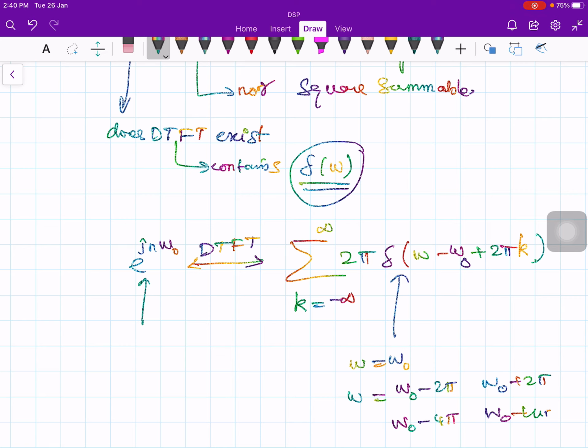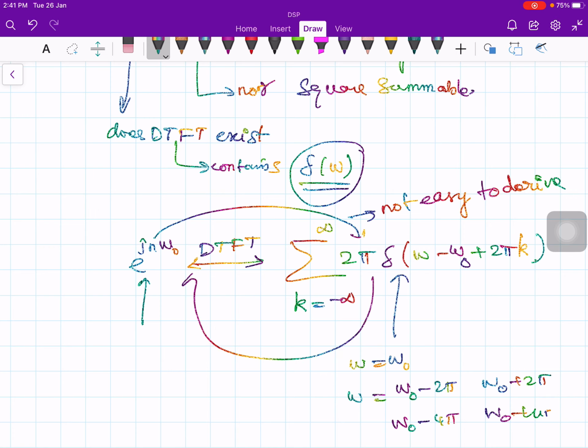So you take e to the j n omega naught and find its discrete time Fourier transform. It's not easy, okay? So finding it for this function in the forward direction is not easy. Not easy to derive. But in the reverse direction, it is easy.